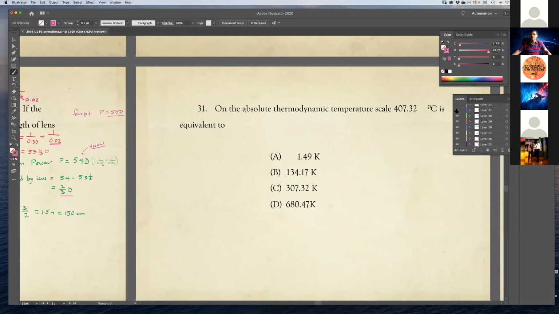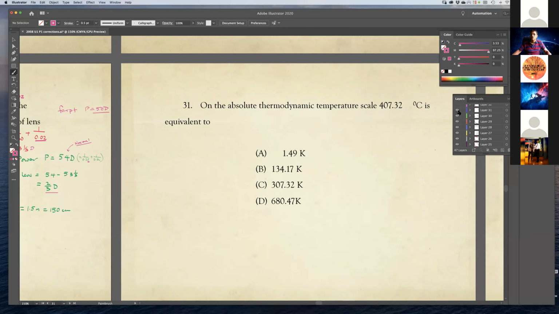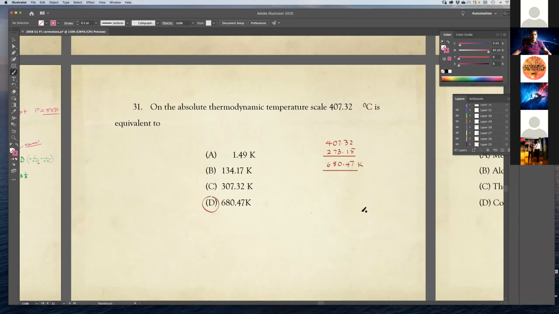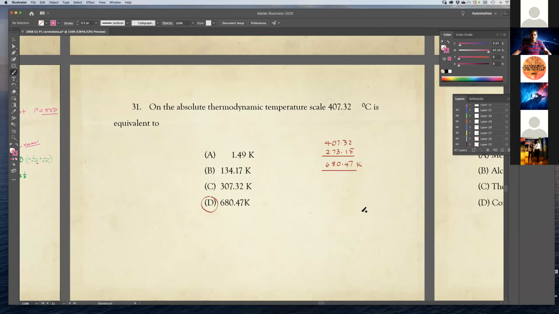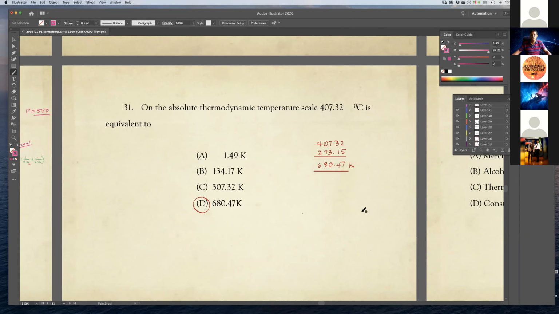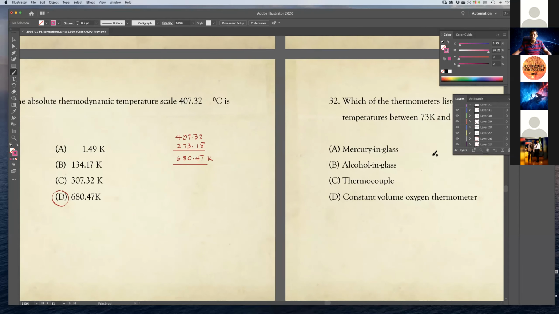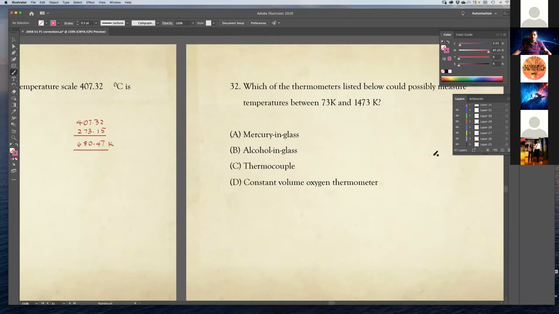Number 31, into module 3 now. That's okay. I'm going to skip past this fast. I'm not going to waste time on this. Everybody knows how to convert from Celsius to Kelvin.